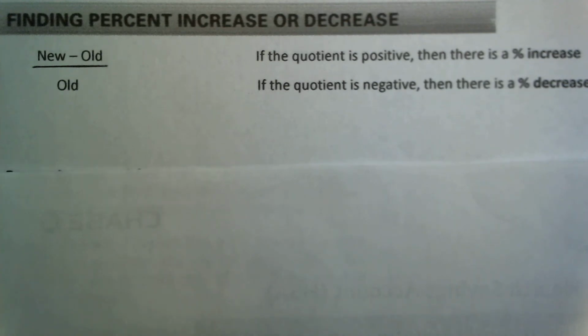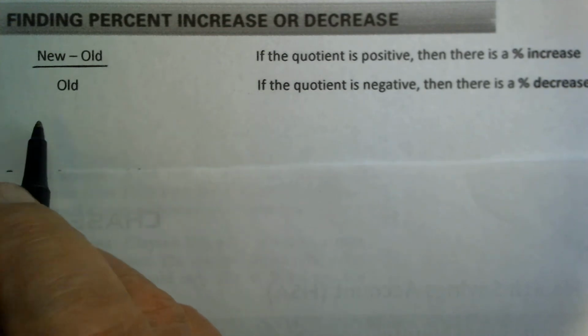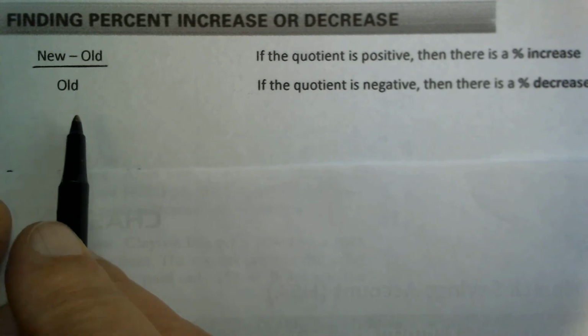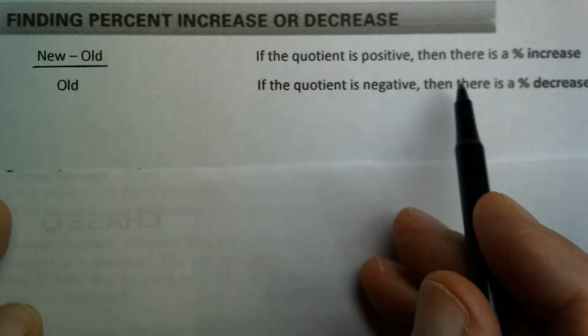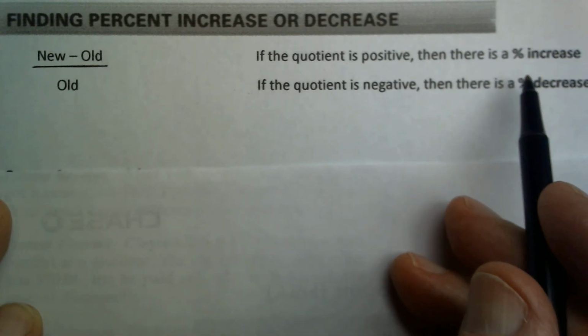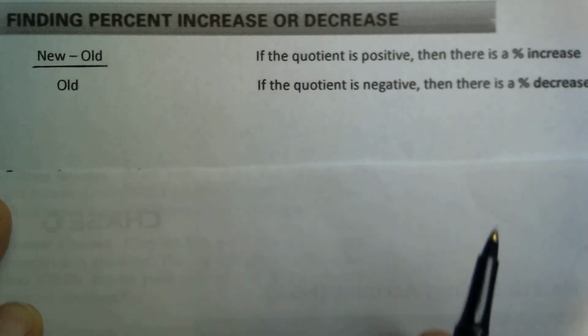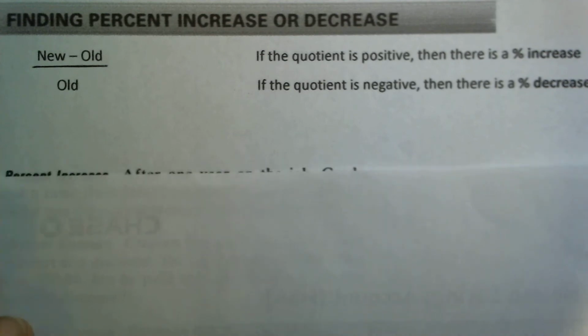A very common application of percentages is to find a percent increase or decrease, and a very simple way to remember is the new value minus the old value divided by the old value. And if the quotient is positive, then there's a percent increase. If the quotient is negative, then there's a percent decrease. So let's apply this to some of the exercises here.